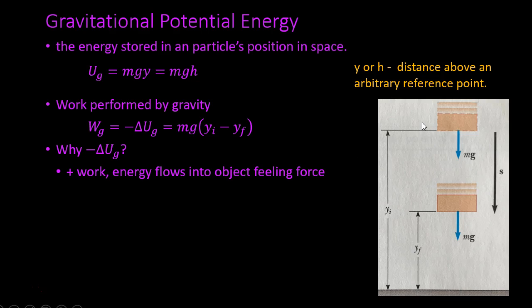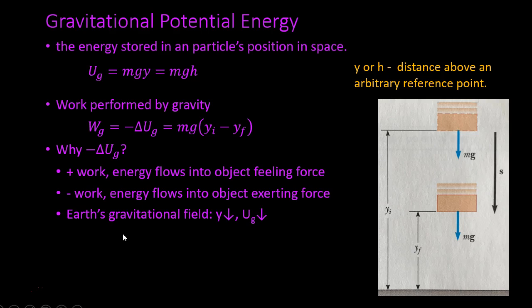Or in this example, if work is positive, that means that energy is flowing from the gravitational field into the falling box. If work is negative, then energy is flowing into the object exerting the force. In this example, that means that energy would be flowing into the gravitational field, and of course that means that it would be flowing out of the falling block.